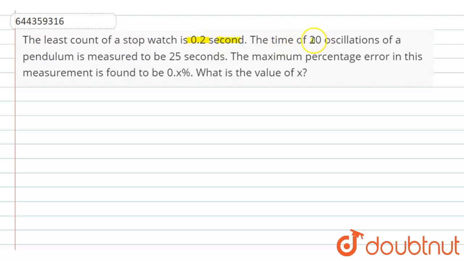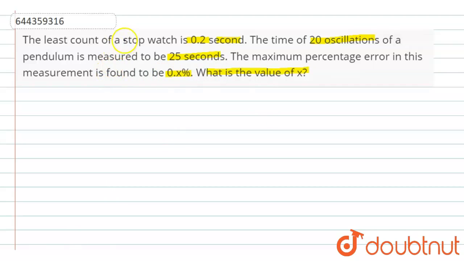Hello dear students, here the question is: the least count of a stopwatch is 0.2 seconds. The time of 20 oscillations of a pendulum is measured to be 25 seconds. The maximum percentage error in the measurement is found to be 0.x%. Then what is the value of x?